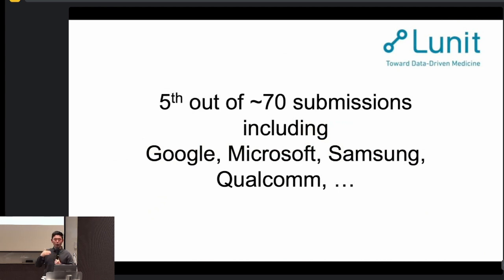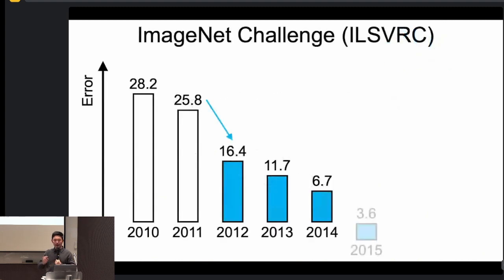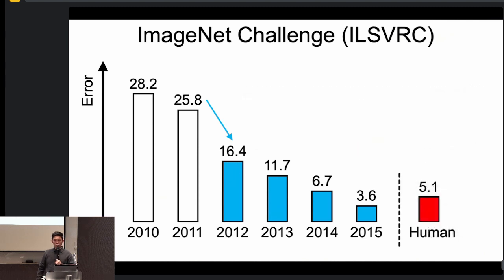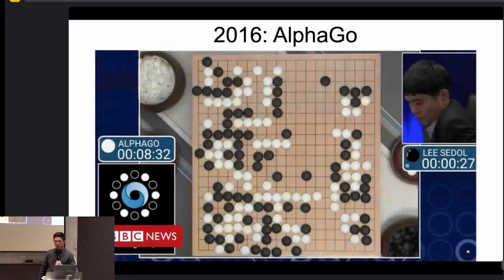And above us, there was Google, and among the big companies only Microsoft was above us. Google and Samsung and Qualcomm were lower than our score. We were very proud of that. At that time, the winner was Microsoft. They showed 150 layers, and it was the first time to win with human-level performance. This is 2015. And after that, Google DeepMind showed AlphaGo, and deep learning exploded.